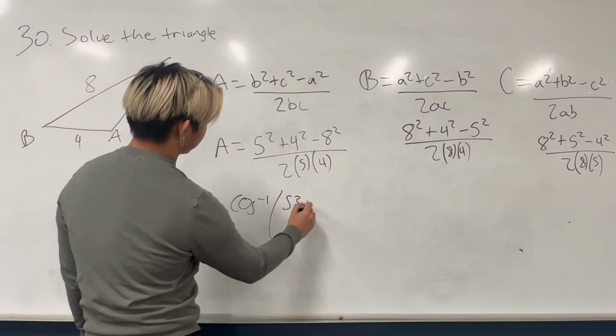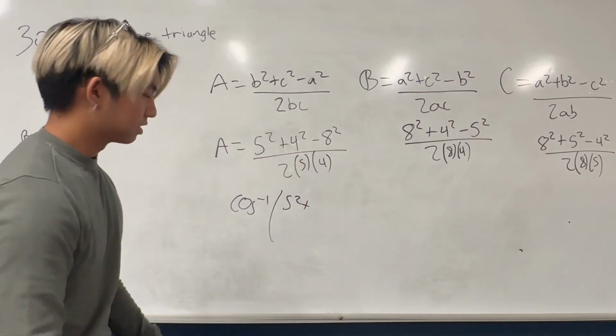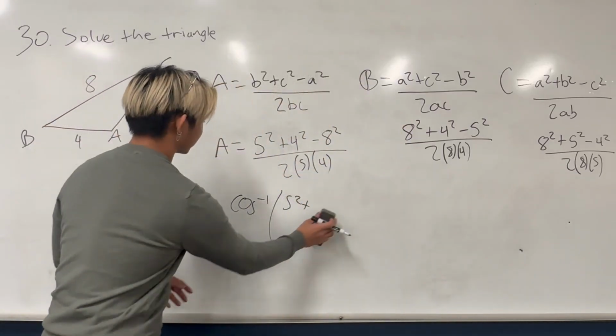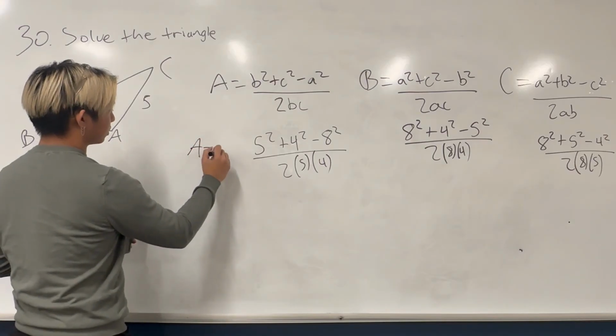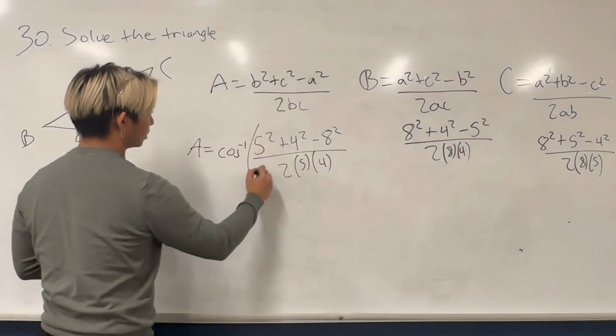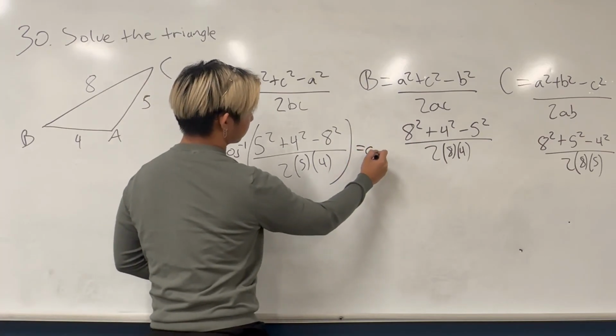So 5 squared. You get the gist. Although I'll just include that. So A is equal to cosine inverse of this whole thing, and that's equal to theta right here.